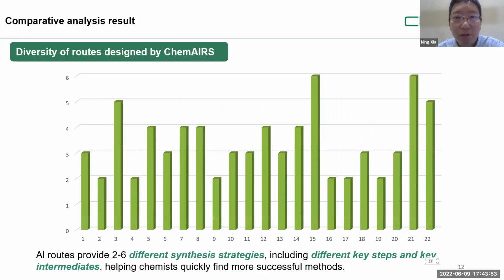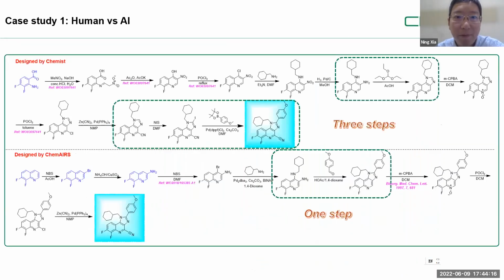When we look into the diversity of routes, ChemAIRS provides 2 to 6 different synthesis strategies, including different key steps and key intermediates, which can help chemists to quickly find a better strategy. It's very useful to chemists.